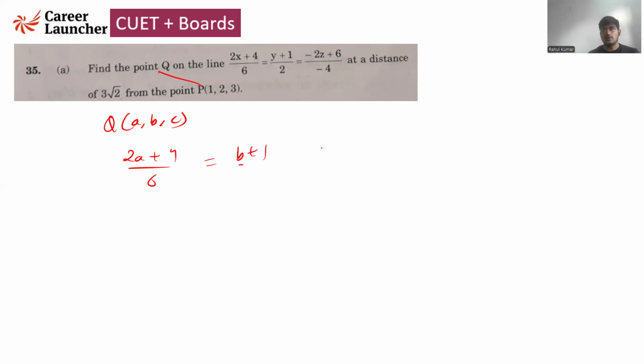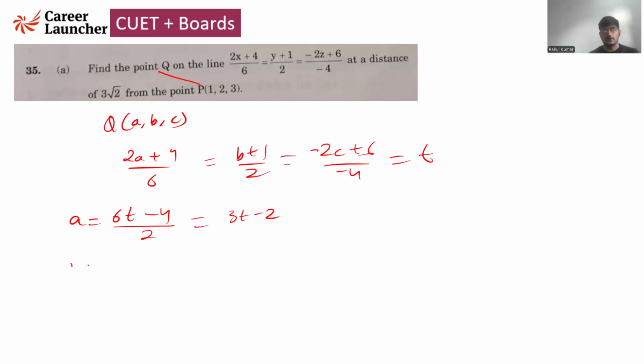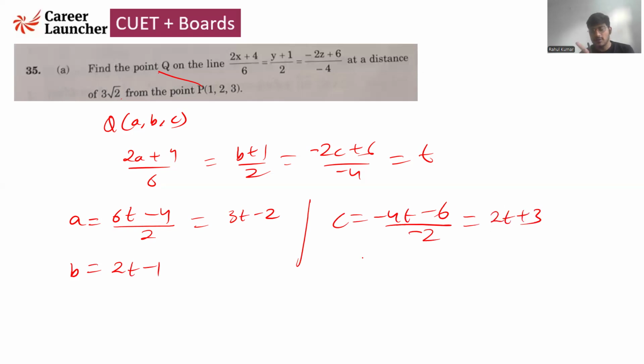So (B plus 1) by 2 equals (2C plus 6) divided by minus 4, which is equal to T. So I can find the values of A, B, and C. A you can rewrite as 3T minus 2. The value of B will be 2T minus 1. And the value of C, let me check what it will be, will be 2T plus 3. So you have the values of A, B, and C.